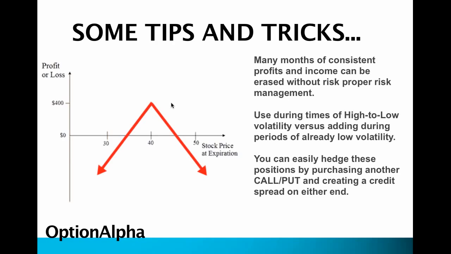Now you can easily hedge this position by purchasing another call or put and creating a credit spread on either end. So I'm going to show you what this means with my cursor. Let's say that the stock is starting to move outside of the 40 mark. You could easily purchase a call option right here at a strike price of 50 and it would cap your losses at the 50 strike price. Same thing if the stock was starting to move down dramatically, you could easily purchase a put option with a strike price of 30 and that would cap your losses to the downside at 30.